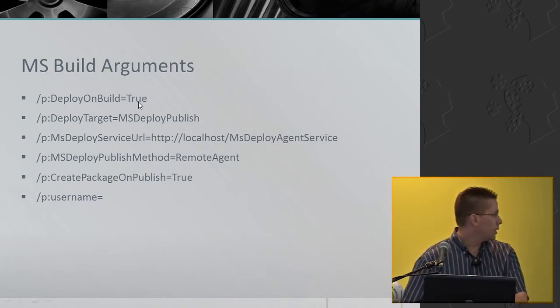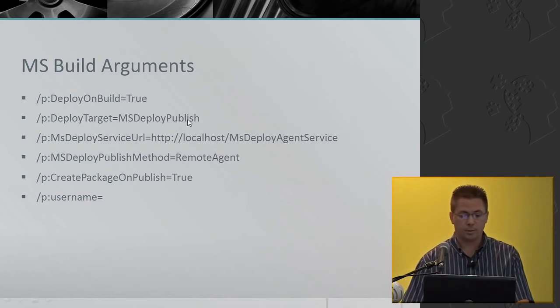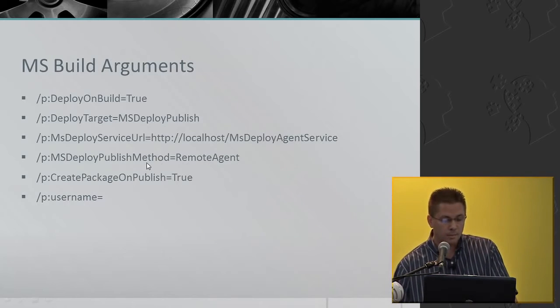We have DeployOnBuild equals true, which is pretty self-explanatory. There's a DeployTarget argument that you need to use, and right now I have it set to MSDeployPublish. That's just going to say publish my changes out to the website. There is an MSDeploy publish method and a service URL. This requires a little more explanation.